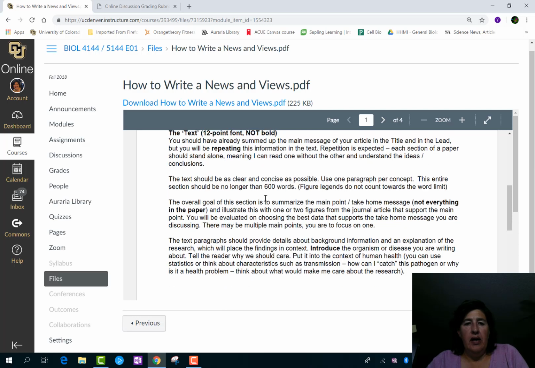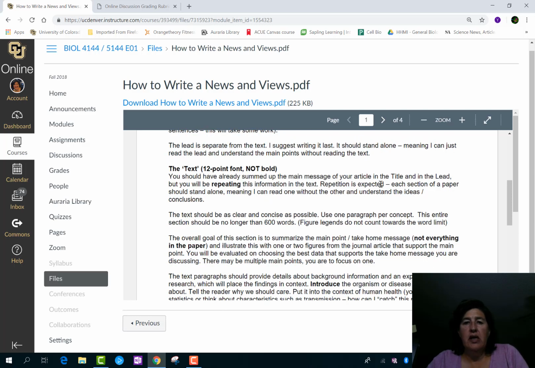One of the things you'll notice about primary literature is it's repetitive. Things that they talk about in the intro, you'll see in the conclusion, and you might see in the results. That's because a lot of people read primary literature as individual sections. So I might go in and read the intro and say, not interested. Or I might go in and just read the discussion. All these sections have to stand alone, so you have to be a little bit repetitive.